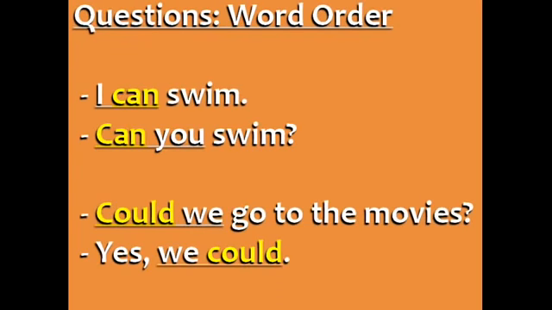When asking a question using a modal helping verb, the word order changes. I can swim is the statement, but when asking a question, the modal verb comes before the subject. Can you swim? Here's an example with could. Could we go to the movies? The modal verb could comes before the subject we, and in the answer, it's reversed.